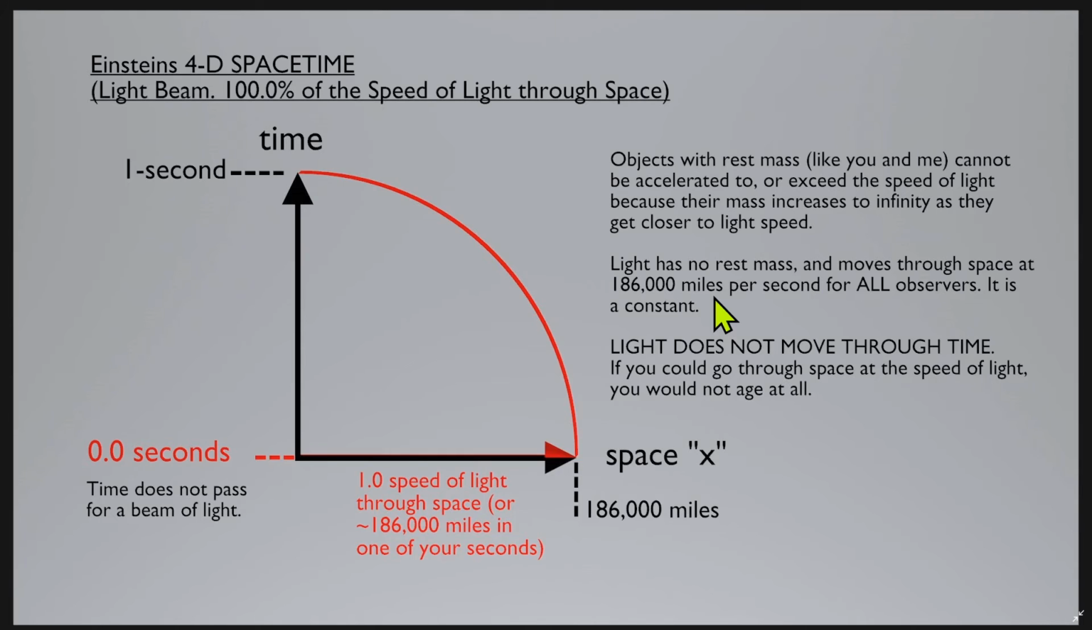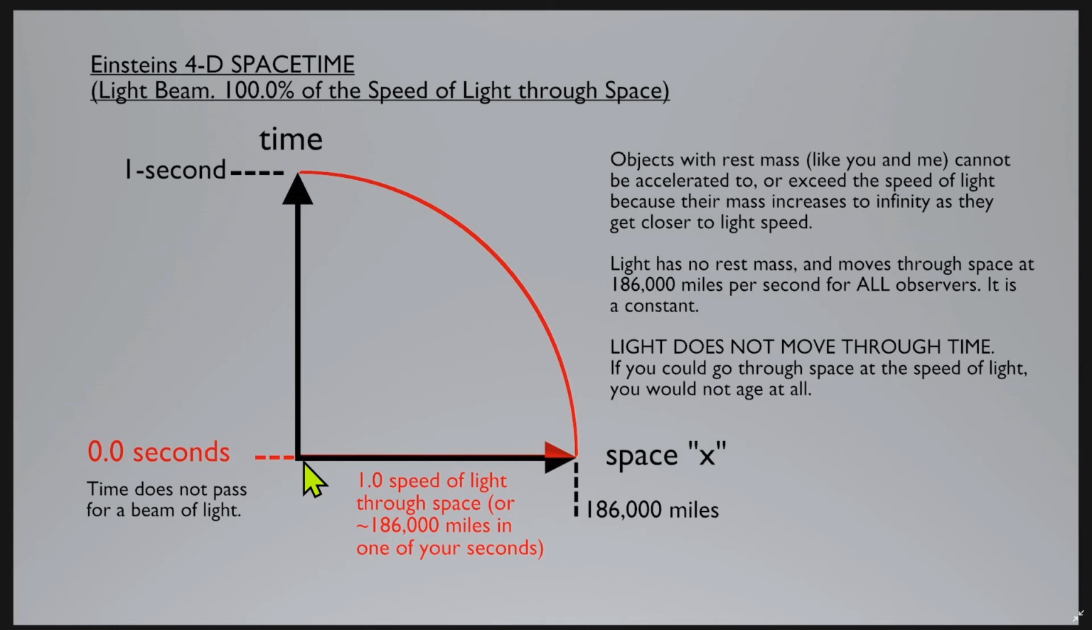And when I say light, I mean all electromagnetic energy. It's anything that has a waveform that includes the visible spectrum, microwaves, radio waves, X-rays, gamma rays. They all move at the speed of light through space, okay? And so because they're moving at the speed of light through space, the red vector for a light beam lies directly on the space axis. Like I said, anything with rest mass can't do that. But for a light beam, it can lay on that space axis.